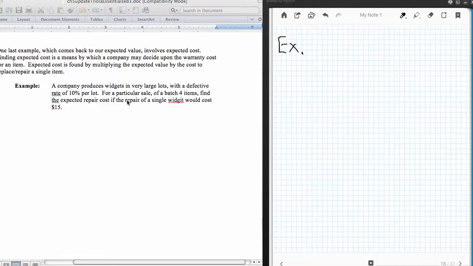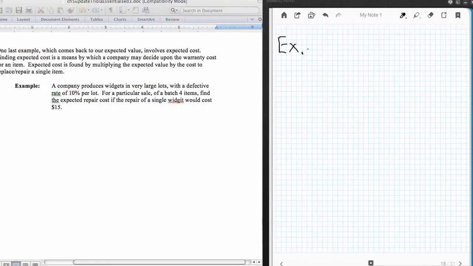A company produced widgets in very large lots. Very large lots, that's telling us sampling without replacement is still going to give us independent trials, and with a defective rate of 10% per lot. Well, defective rates, it's either defective or it's not defective. There's your 2 possible outcomes. And for a particular sale, a batch of 4 items is going to be chosen. So we're going to choose batches of 4. That's our number of trials is 4. And we want to find the expected repair cost for a single widget.